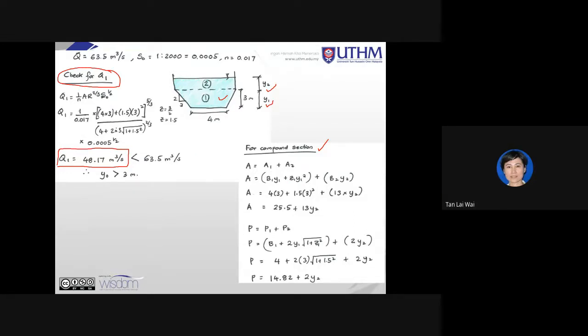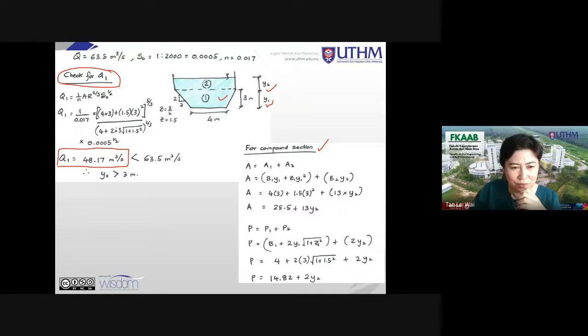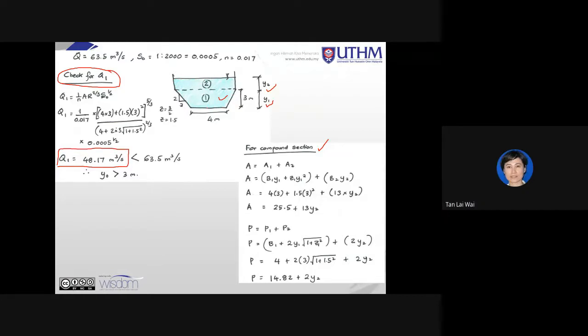For the compound section, since I know that my Q, my discharge, actually covers both sections, I have my flow area for the compound section. That means A1 and A2. I know my Y1, so if you look here, I substituted my Y1, but I don't know my Y2. So my expression of flow area is in the unknown of Y2 only. The same thing for the weighted parameter.